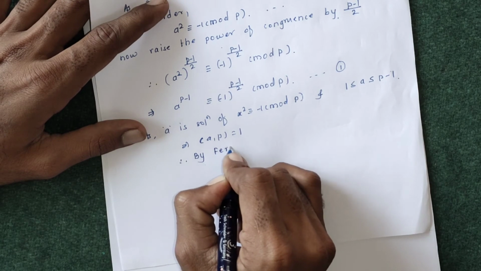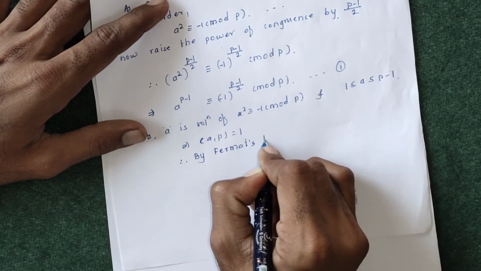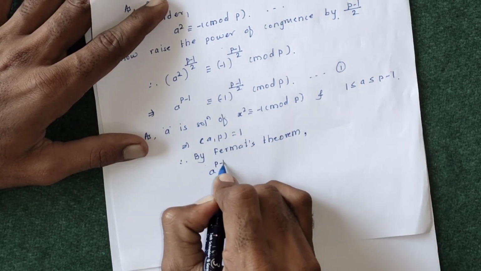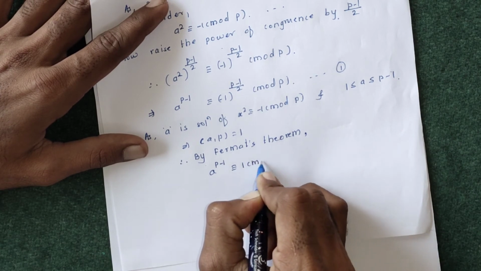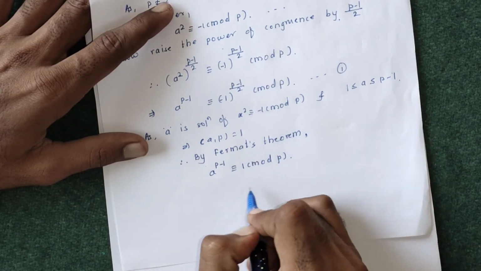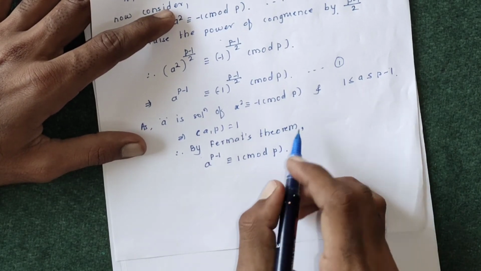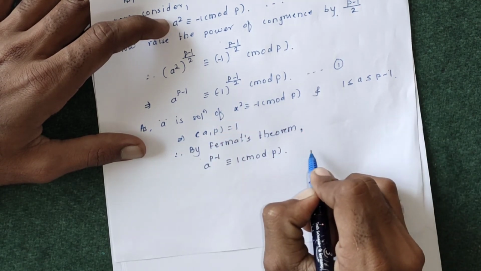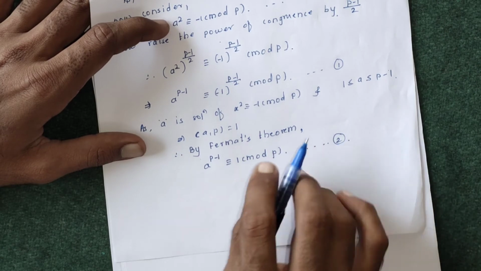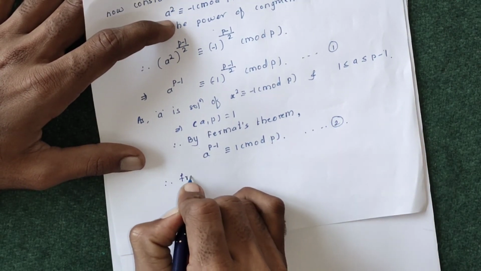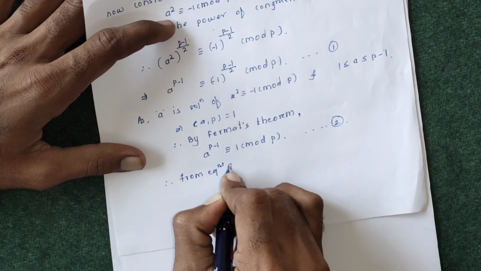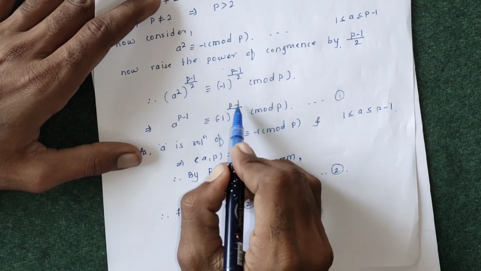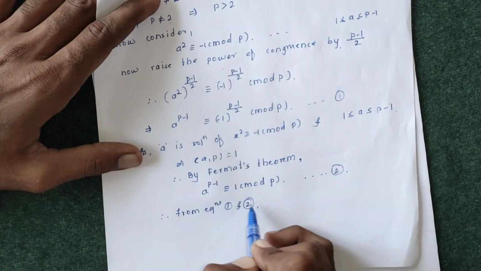Therefore, by Fermat's theorem, we can write A raised to P minus 1 is congruent to 1 mod P. We are going to use this as equation number 2, and from equations 1 and 2 we get minus 1 raised to P minus 1 by 2 is congruent to 1 modulo P.